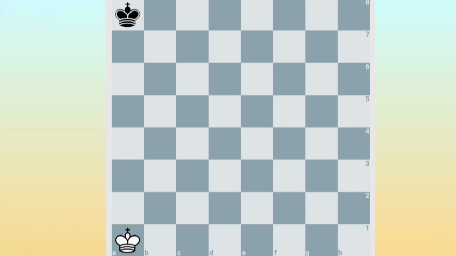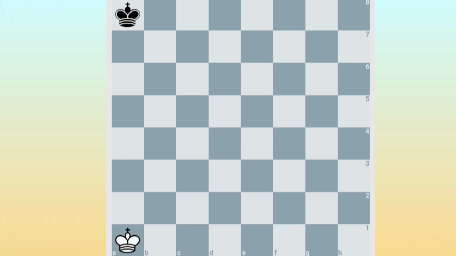In this diagram there are 2 kings standing on a1 and a8, and it is white to move. The goal of the white king is to reach these 2 squares, which are f8 and h8. Now it is white to move, and white has to reach f8 or h8. The only way the white king can get to these 2 squares is by first taking the direct opposition.